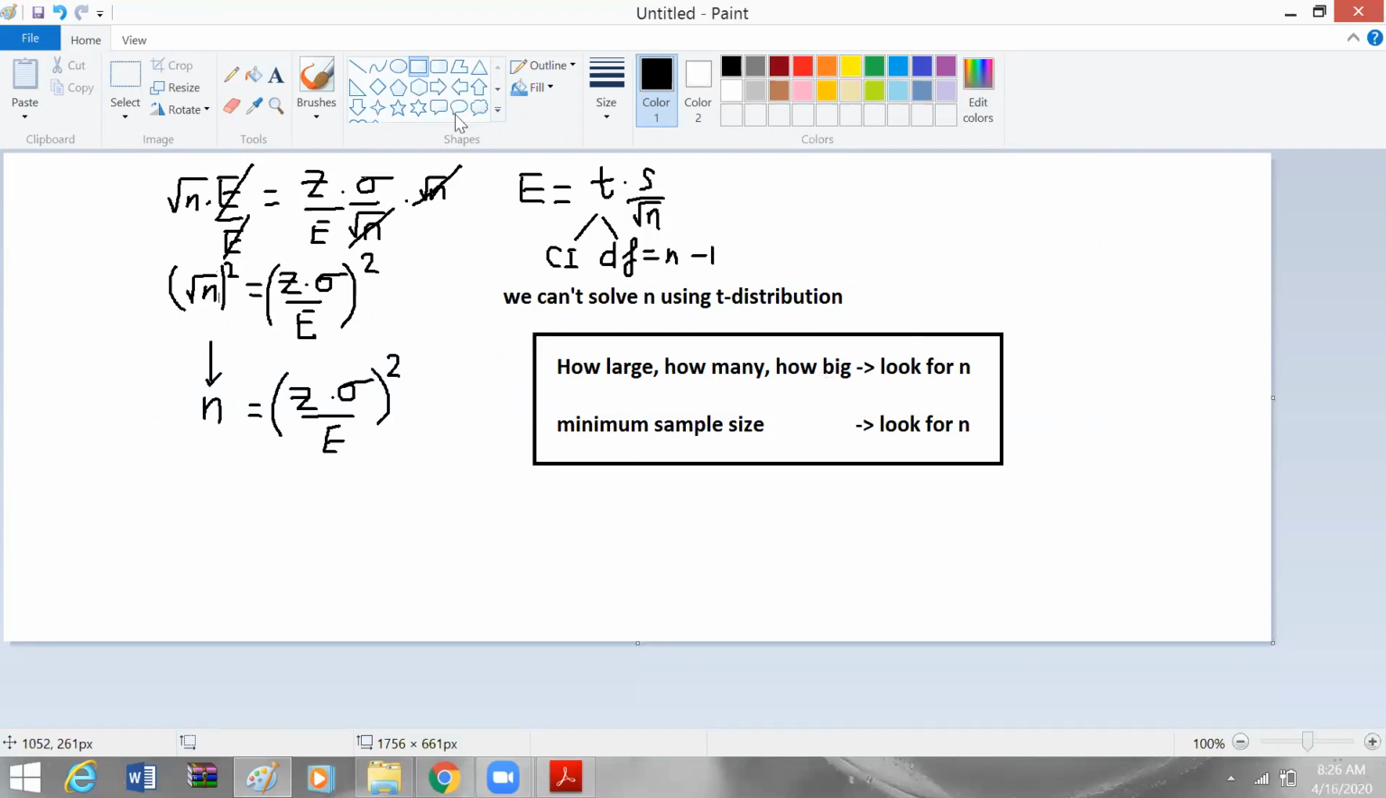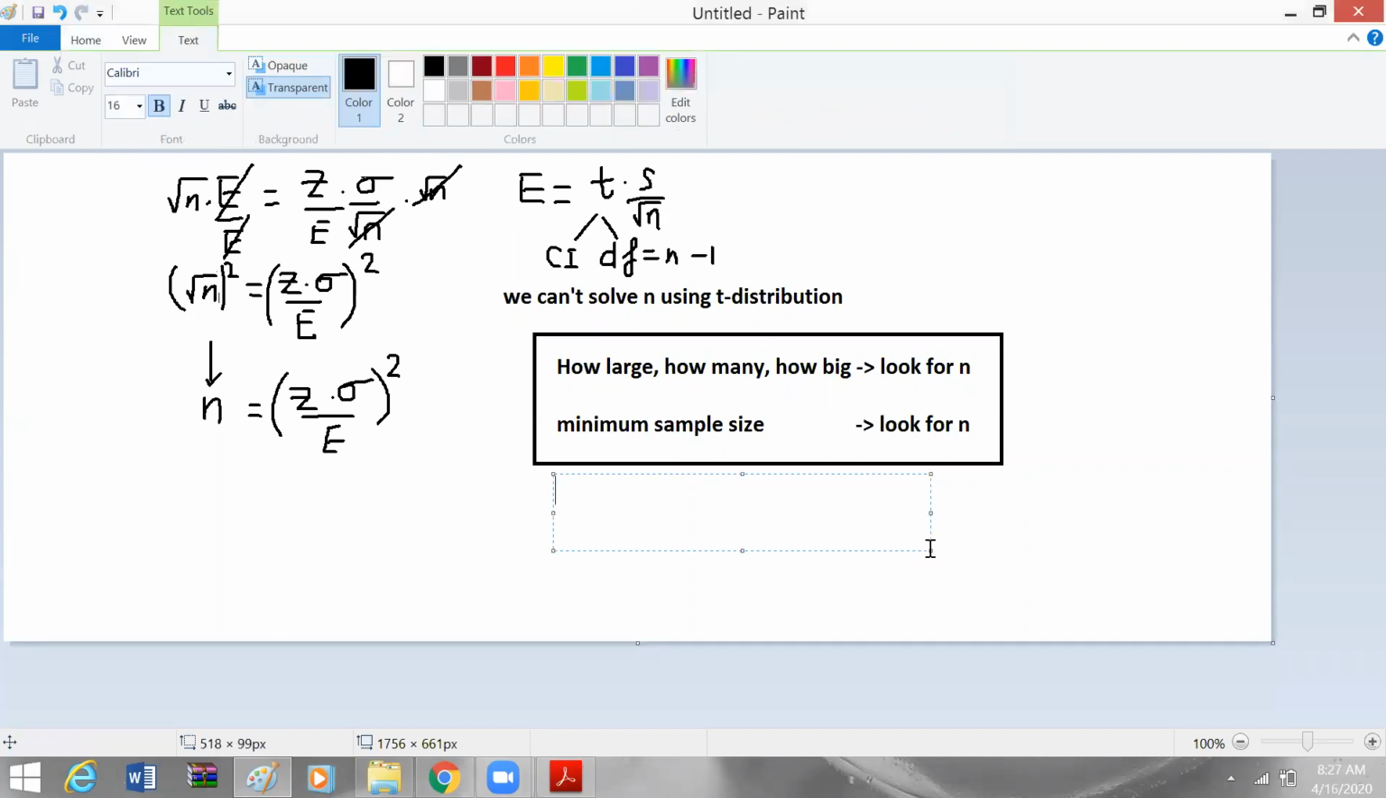And what the question is going to give us is the error. So what does the error stand for? The error that we're going to have is followed by the keyword margin of error. So this is the thing that we're going to have to understand. So, margin of error.